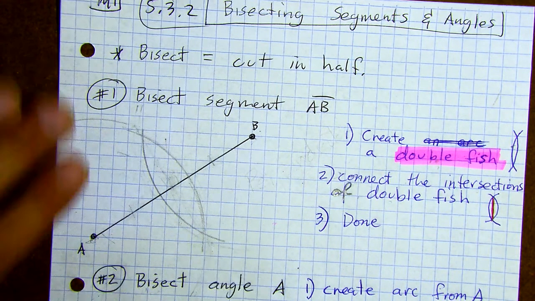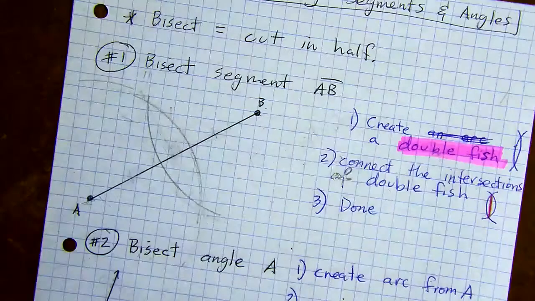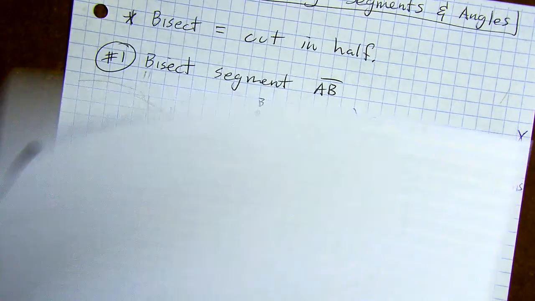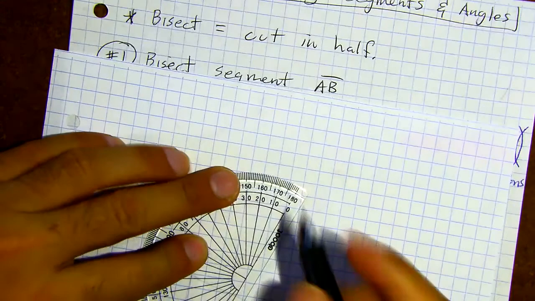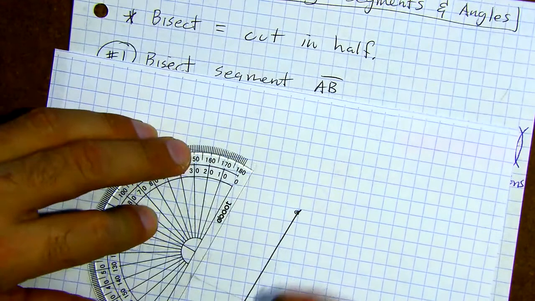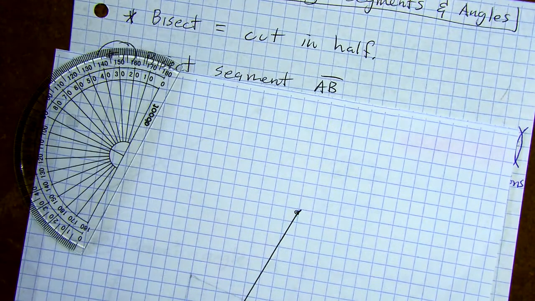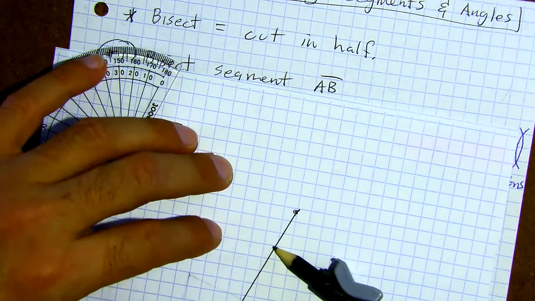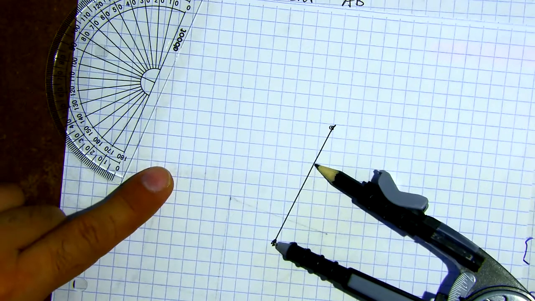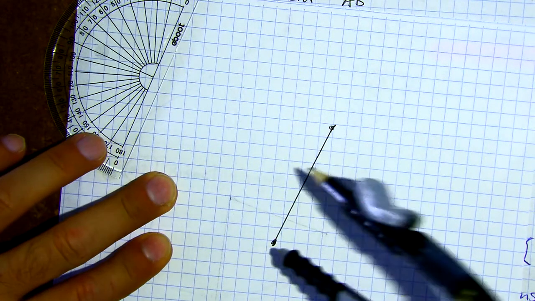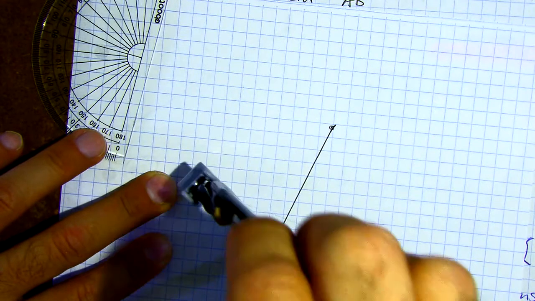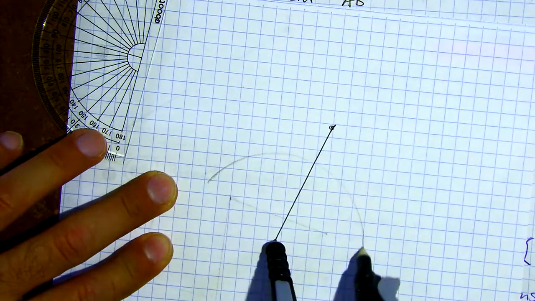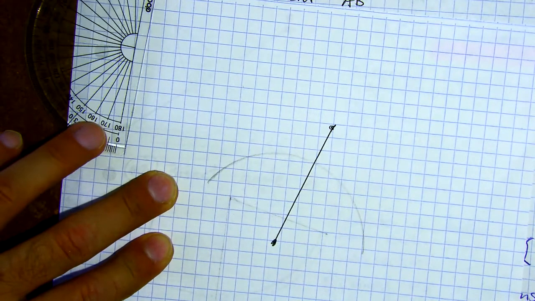Did you make a double fish? Okay. And you know what? If you're not sure you totally understand the double fish, then go ahead and make another double fish. So go on another piece of paper and make a line segment. Remember, the goal is to make your arcs longer than halfway. So here's more than halfway, right? More than halfway. You might have to make a bigger arc than you think. So make a little bit bigger arc than you usually think might be necessary.